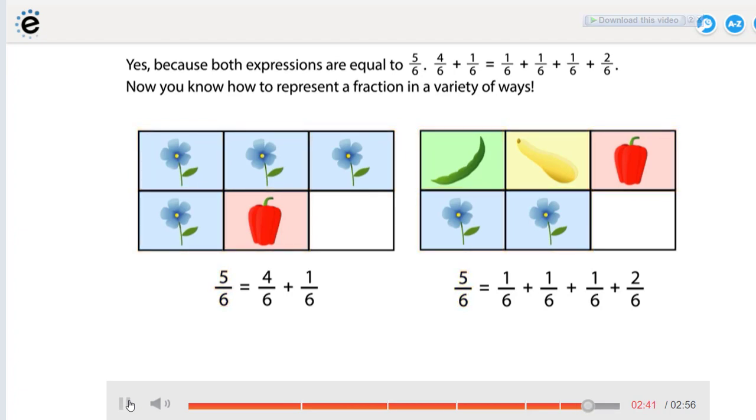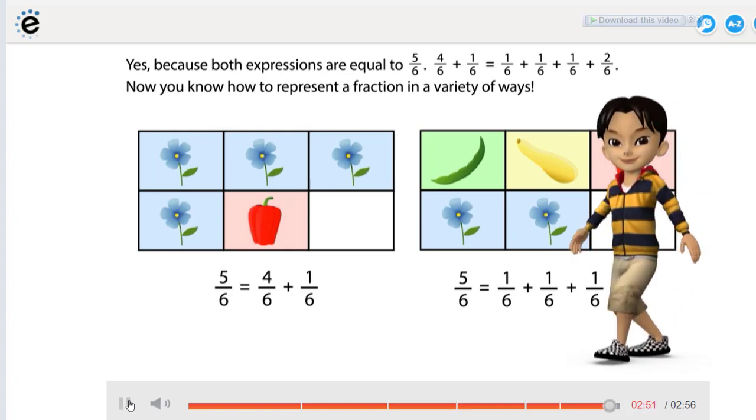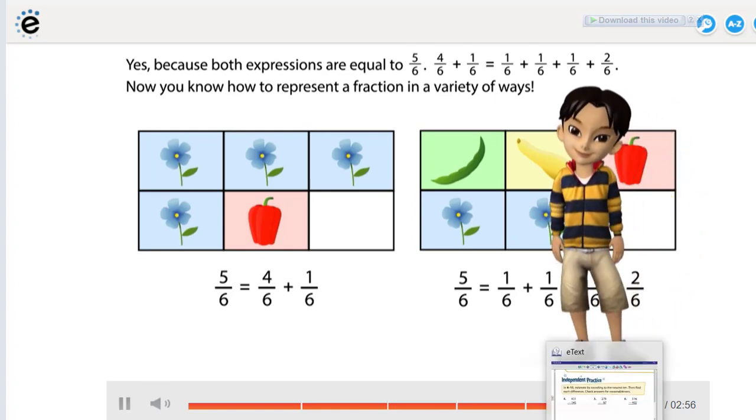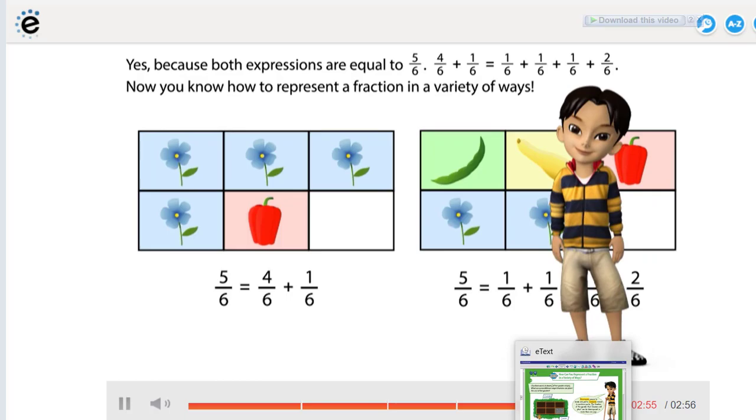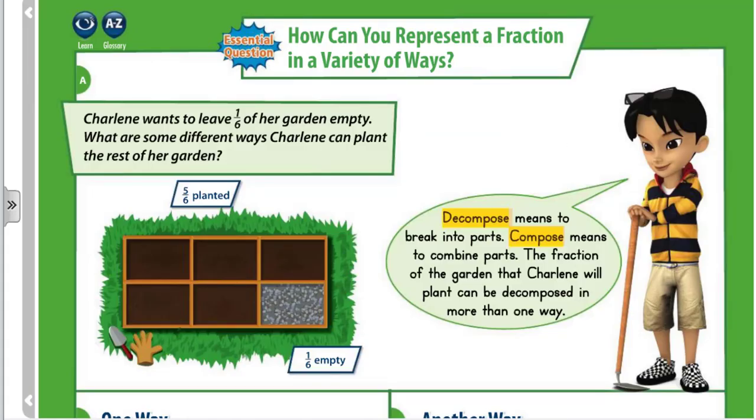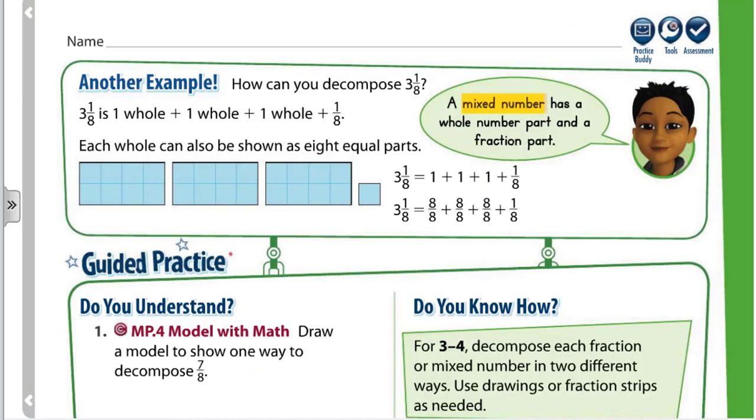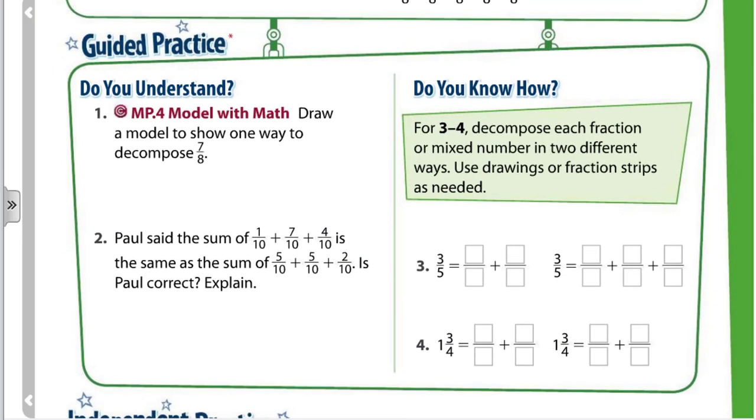4/6 plus 1/6 equals 1/6 plus 1/6 plus 1/6 plus 2/6. Now you know how to represent a fraction in a variety of ways. Okay, my heroes, back to the book and move to the next page. And before we start, I want to remind you about something. Please focus with me, my heroes. I want to remind you about something.